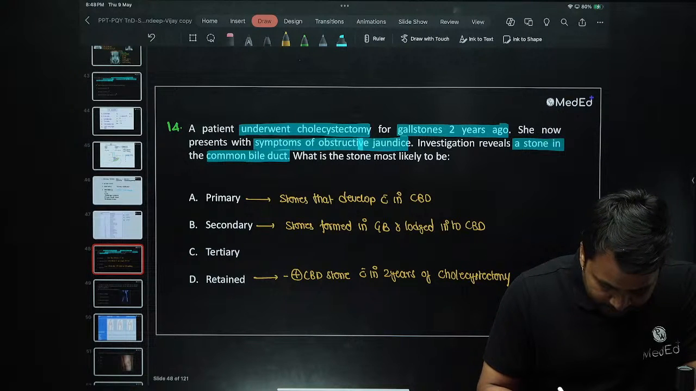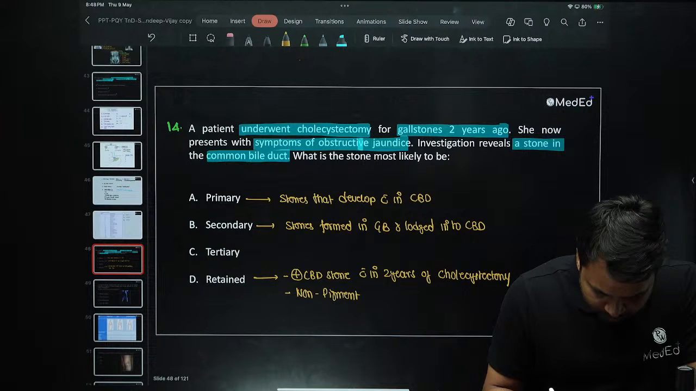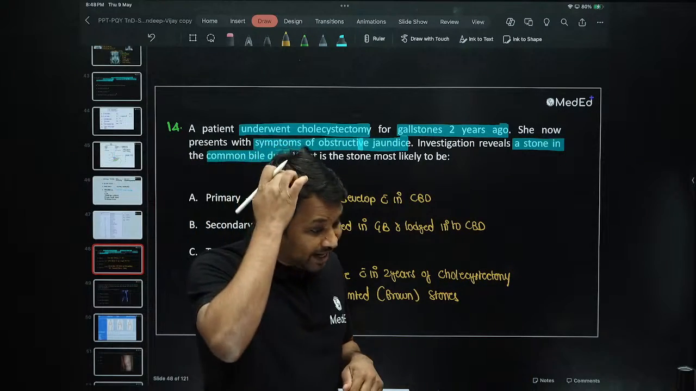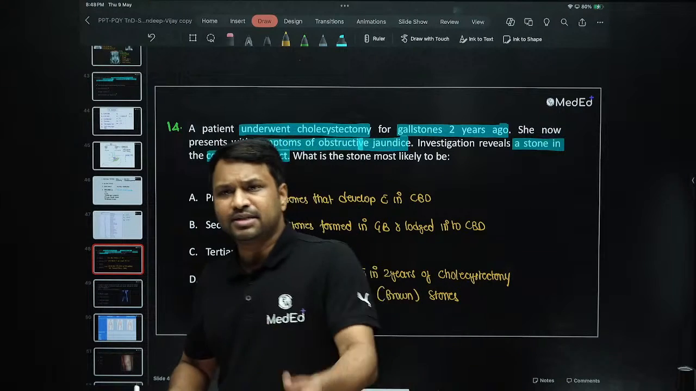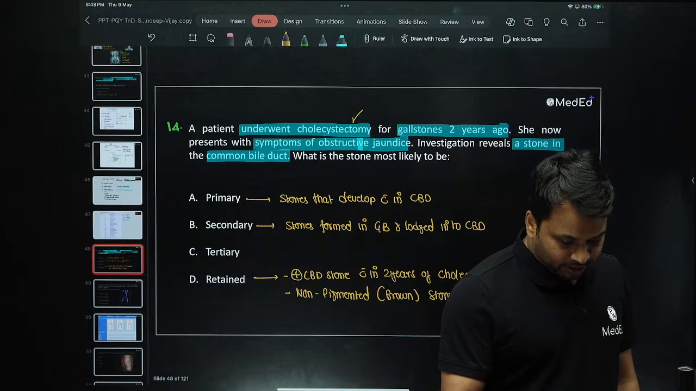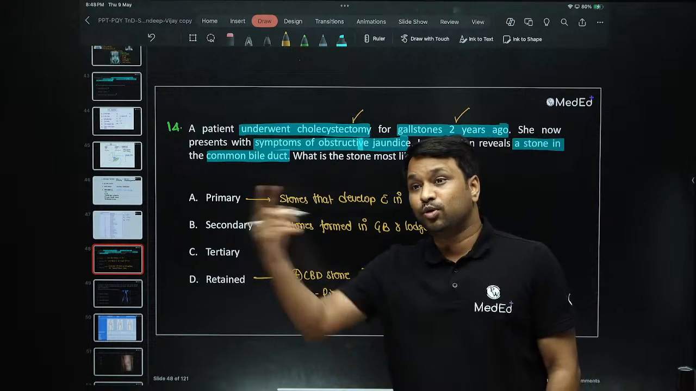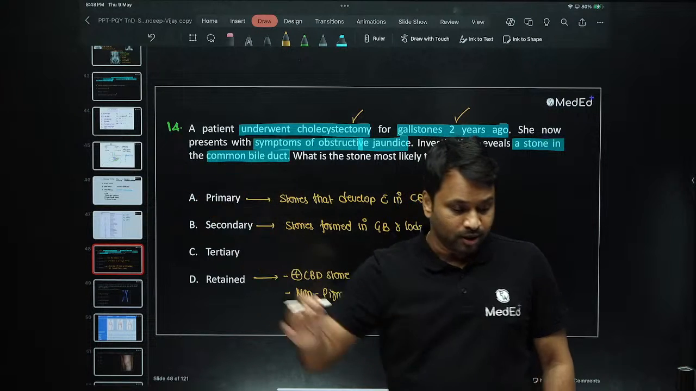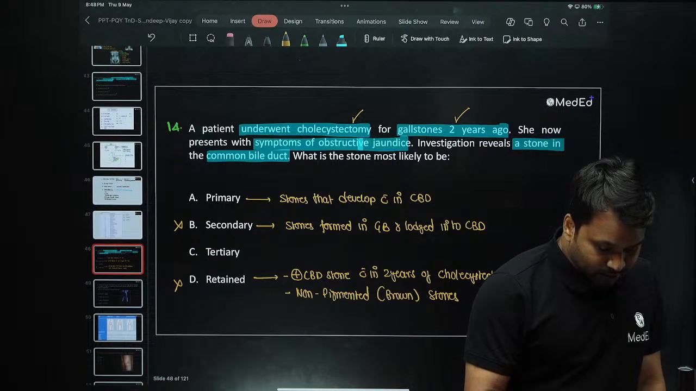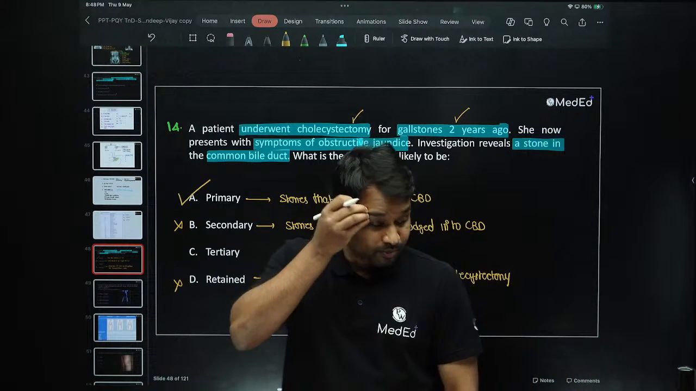And another important thing, retained stones should be non-pigmented, that is, they should not be brown pigmented stones, because brown pigmented stones are found in infected bile, and that infected bile can be seen in any CBD obstruction. Okay? It could be a stricture also. So here cholecystectomy was done for gallstones 2 years ago, so it is 2 years, it has been 2 years. So it cannot be a retained one. It cannot be secondary because the gallbladder is not there. So it is your primary CBD stone.